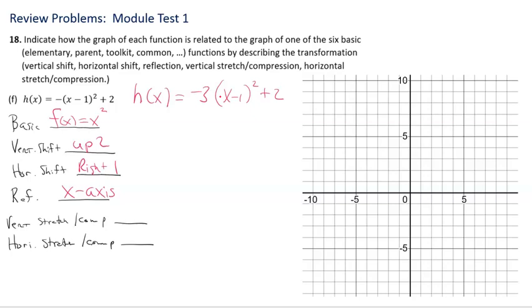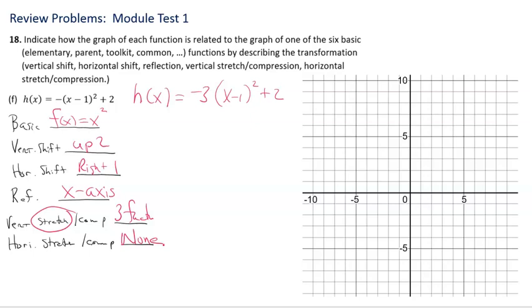Is there a vertical stretch or compression? There is definitely a vertical stretch by a factor of 3. Why? Because whenever you multiply the outside of the function by a value bigger than 1, then you have a stretch. If that was a 1/3 instead, that would be a compression. Now, we don't have a horizontal stretch or compression. That would mean that the 3 would be on the inside with the x value, so there is none here.